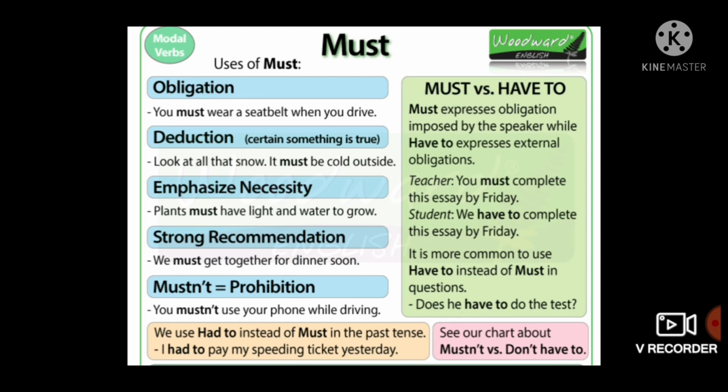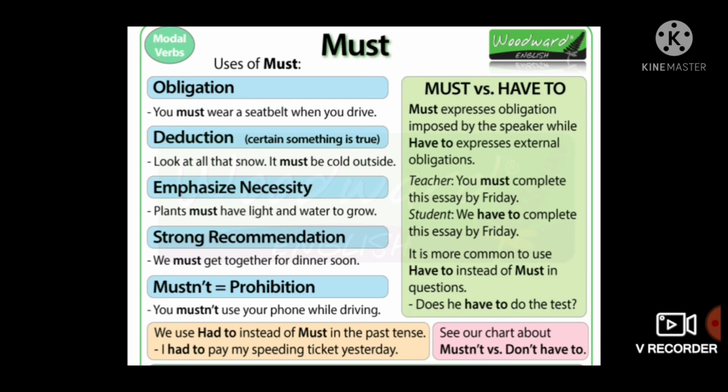The mustn't, that means prohibition. That means not to do. You mustn't use your phone while driving. So really, the prohibited one. So we should not use, or we must not use, the mobile phone while driving the car or riding the bike. It is a prohibited one.